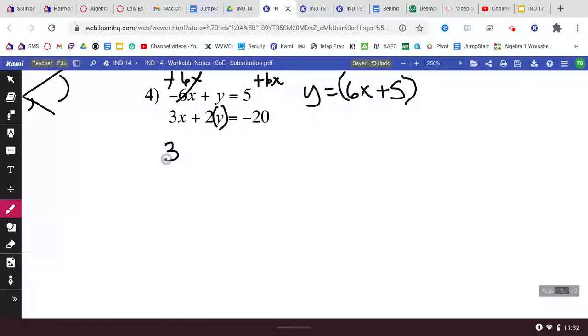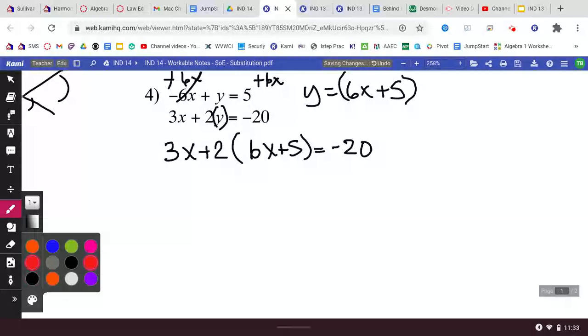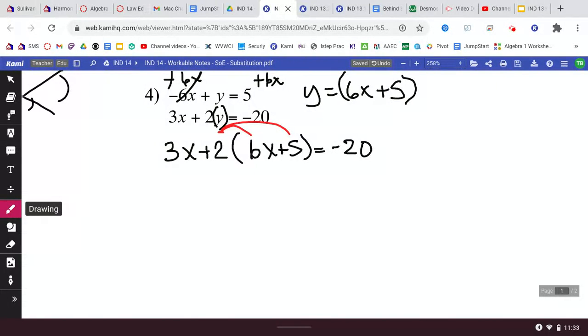So that gives me 3x plus 2 parentheses. This is where I insert my clue, 6x plus 5, and then continue writing out that equation. So it equals negative 20. Now this is a little bit more work because you have to distribute that 2 into the whole parentheses. This is why I said using your parentheses is really important here, because I have to distribute that 2 into everything inside the parentheses. So 3x, 2 times 6x is 12x, 2 times 5 is 10, and then equals negative 20.